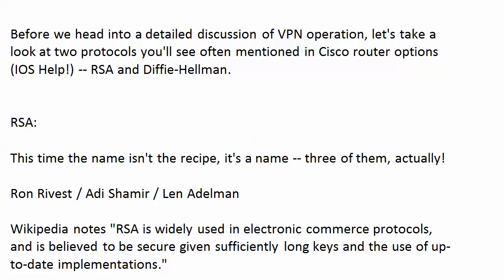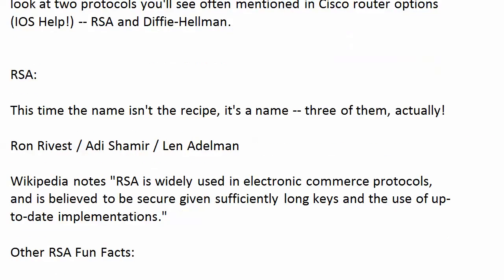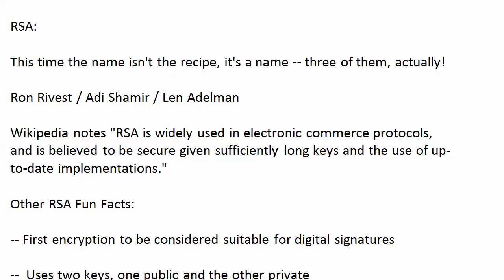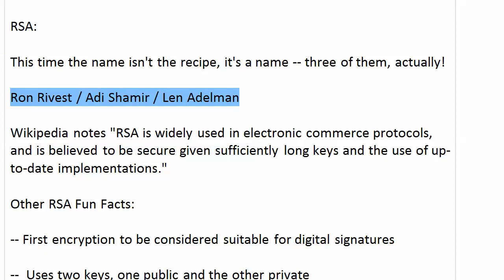Right here, we're going to do a little more text with RSA and one other situation I want to show you from Wikipedia as well. So let's dive in, because with RSA, this time the name isn't the recipe, it's a name. Or actually, it's initials. It's the three people, RSA, who actually developed RSA. Now, as Wikipedia notes, it's widely used in electronic commerce protocols and is believed to be secure. Here come the disclaimers: given sufficiently long keys and the use of up-to-date implementations. Both of those, of course, great ideas. The longer the keys, the more secure we are.